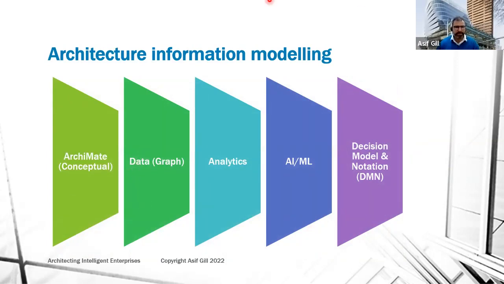And this is just a summary of that. Architecture information modeling could be at the conceptual level. We can use a language such as ArchiMate to do that. We can convert that conceptual model into the data graph or graph.